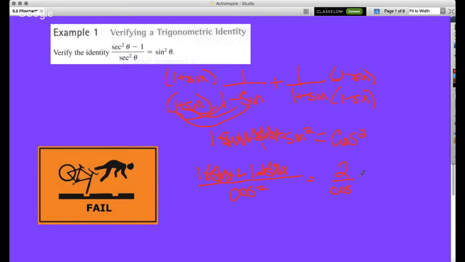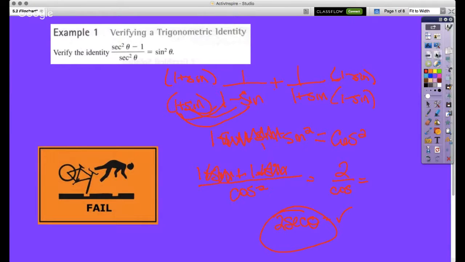Now, 2 over cosine, if we were to simplify this, I'll put it down here. Really, it should flow down. 2 over cosine is the same as 2 secant of theta, and that should be my answer. So 2 secant of theta is my answer for that specific problem. Awesome. Let's go to another one.